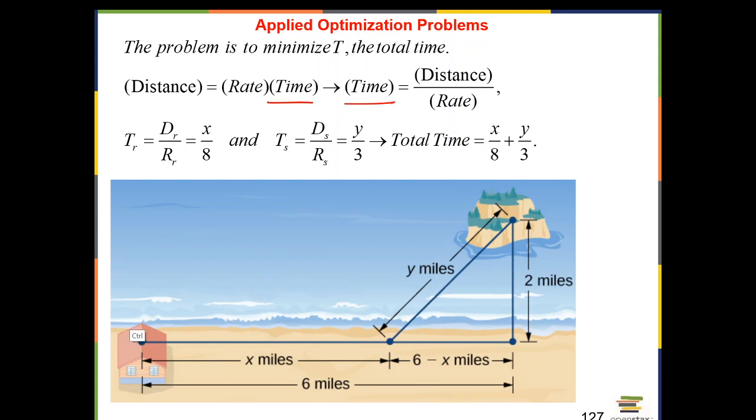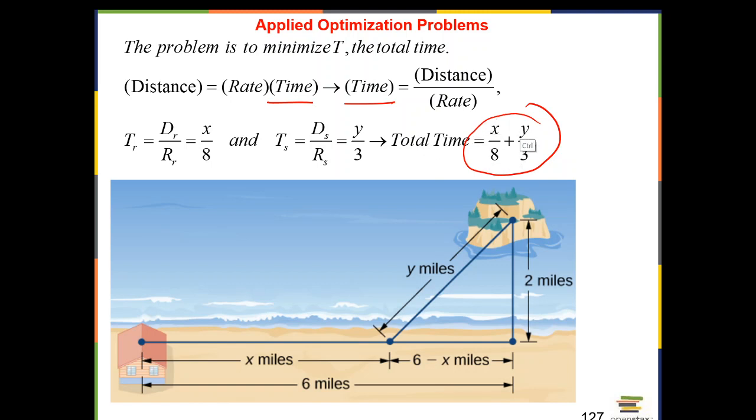Time is going to be distance over rate. So how long does it take the person to run from here to here? Well, what's the distance? It's x. What's the rate? It's 8. So we divide it, right? That would be t for this part of the way. And the other part of the way, how long does it take the person to swim this much? Well, it would be the distance, which is y, divided by rate, which is 3. So the total time would be the time that it takes to go this way and then that way. So we add them. Here we go. We got the objective function.